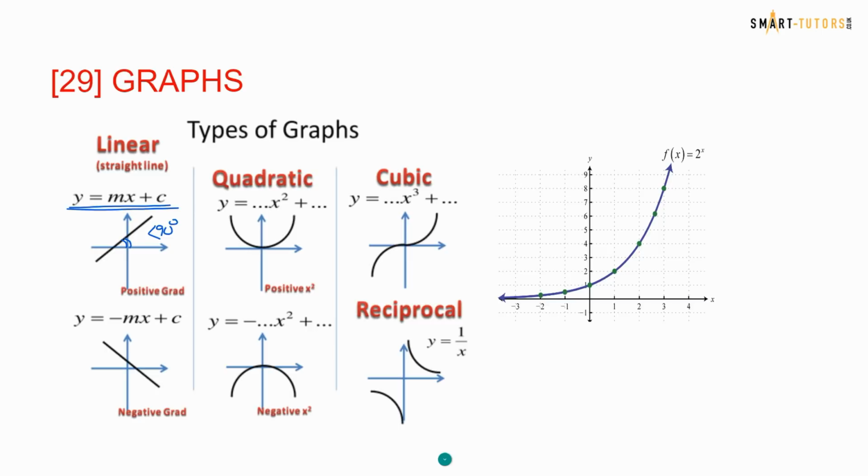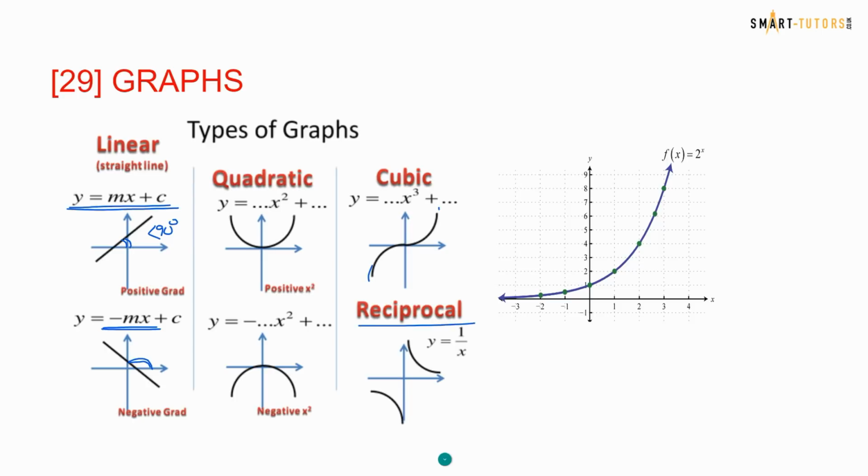If there's a y = -mx, a negative mx, the line goes the other way around. That means this angle becomes obtuse. The gradient becomes obtuse. So negative gradient means the other way around. Positive gradient makes an acute angle. y = x squared is a happy face graph. y = -x squared is a sad face graph. y = x cubed goes this way up like an S shape.